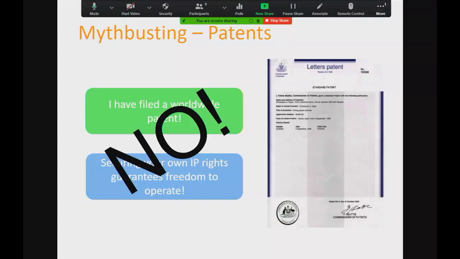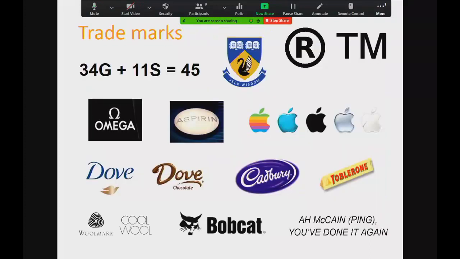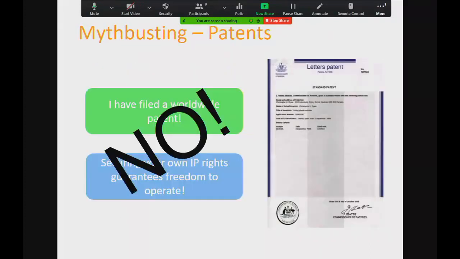So that's my myth busting. And that's just a picture of what you get in Australia after your hard graft and you get your patent granted. You get a nice little cardboard certificate.